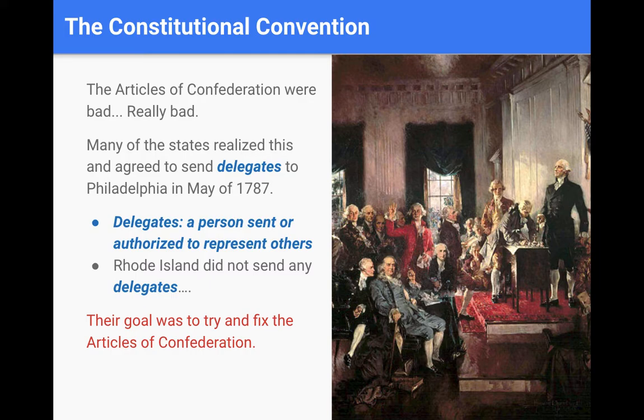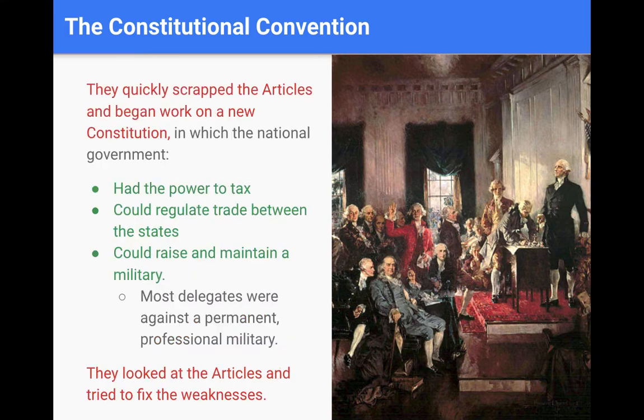And while the goal of the Constitutional Convention originally was to try to fix the Articles of Confederation, it becomes very apparent early on that fixing them is not going to be possible. Instead, we need to start with something new. We need to come up with new ideas that will help move our country into the future, provide some stability, and address a lot of the issues that are going on. So the Constitutional Convention quickly scraps the Articles and starts to work on a new constitutional government.